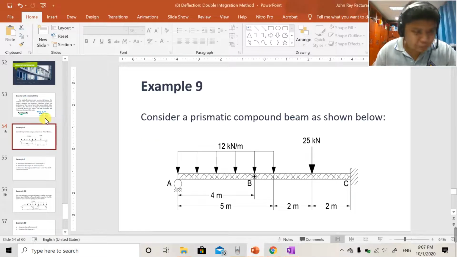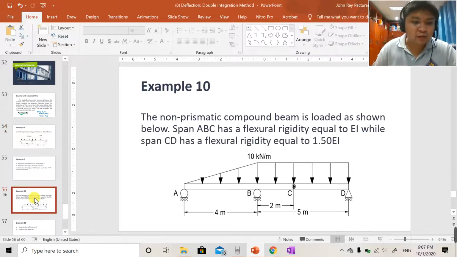So please, I hope nga may natutunan kayo dito sa ating discussion. So the last example class will be this one, and of course this is connected ulit sa my internal pin. So if you want to understand this topic nga, I am telling you, you must be exposed in maraming examples nga. So dito na nga natatapos itong lecture video na to.